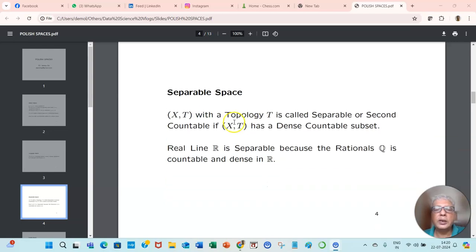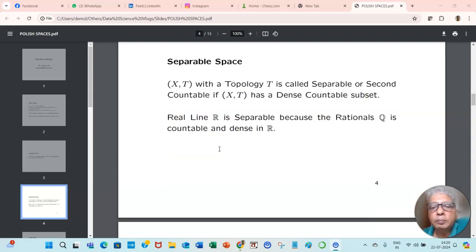Separable space. (X,T) with topology T. Topology T means the set of open sets, the class of open sets on X that defines the topology. It is called separable or second countable if (X,T) has a dense countable subset. So for the real line we have the rationals, which are countable as well as dense. So the real line with Euclidean metric, with the usual topology, is separable.